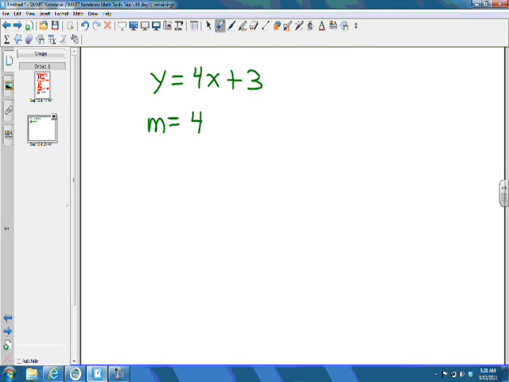So if I tell you that an equation is perpendicular to that one, what would your slope be? Negative what? We change the sign, and we do the reciprocal. So instead of 4, we have negative 1 over 4. Okay? That's what they're going to give you in your homework problems.